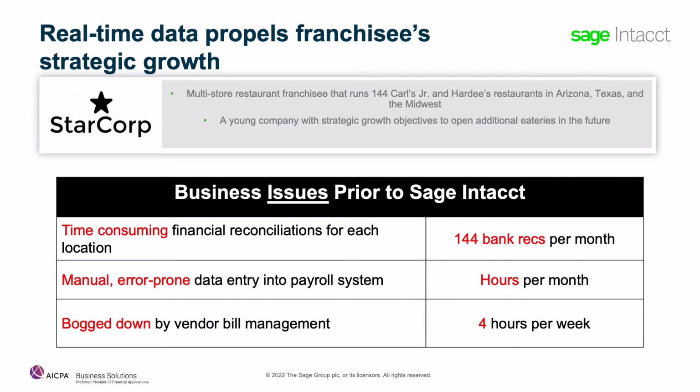Based in Phoenix, Arizona, StarCorp is a franchisee. The company operates 144 quick-serve restaurants in Arizona, Texas, and the Midwest. So that's 144 entities. Using QuickBooks, the company had to manually reconcile every location since there was a separate set of books or file for each. They were exporting the data to Excel, which in and of itself was time-consuming.